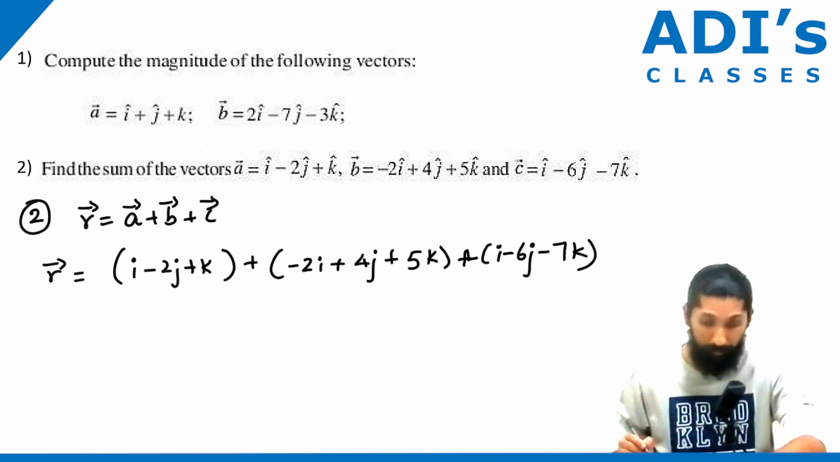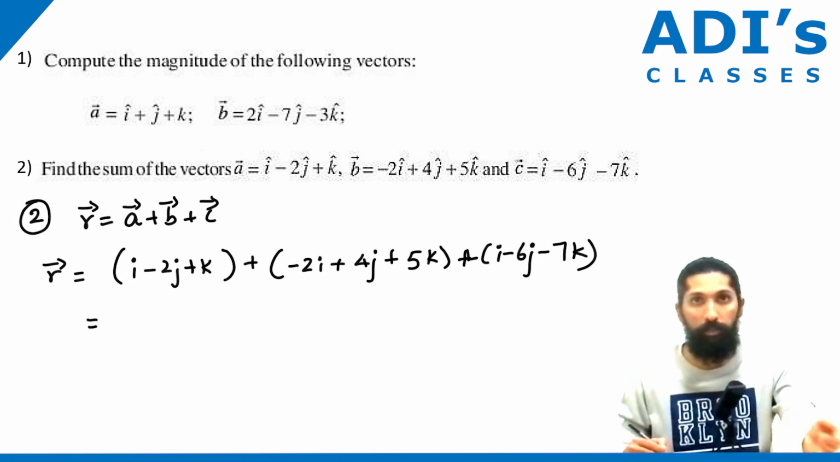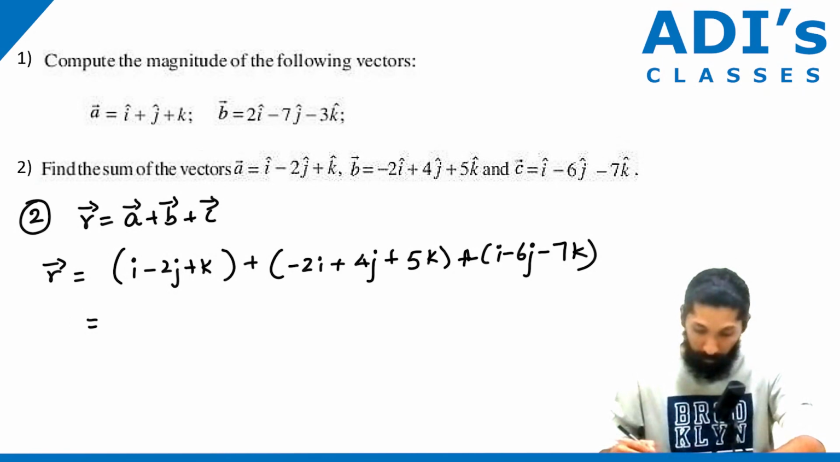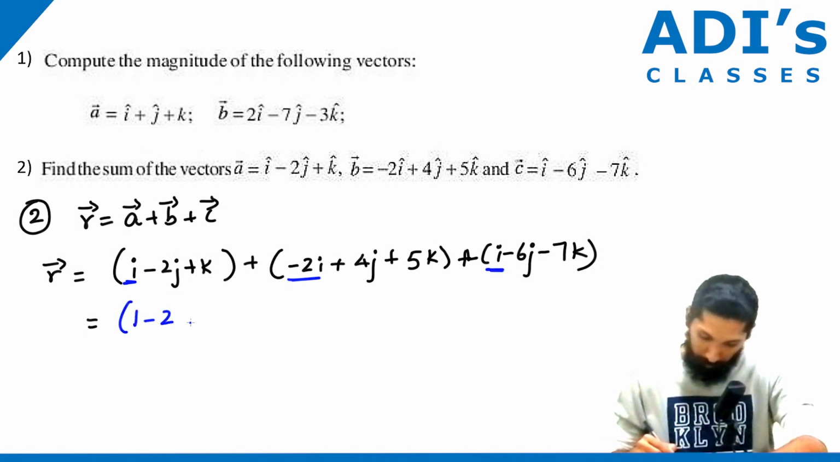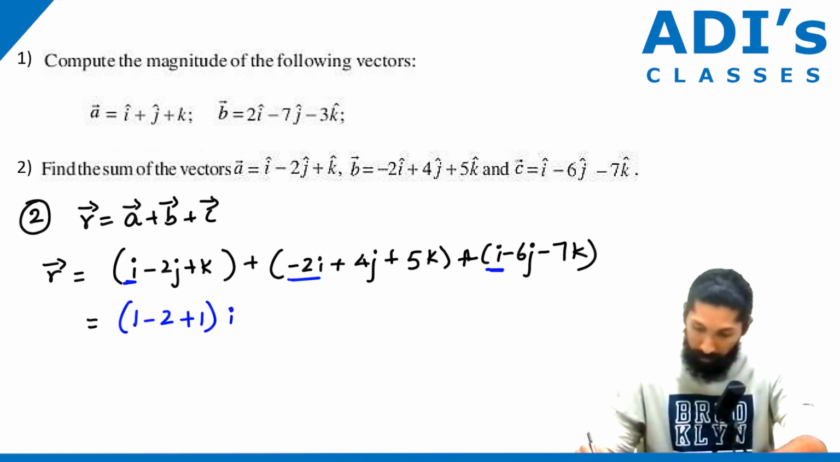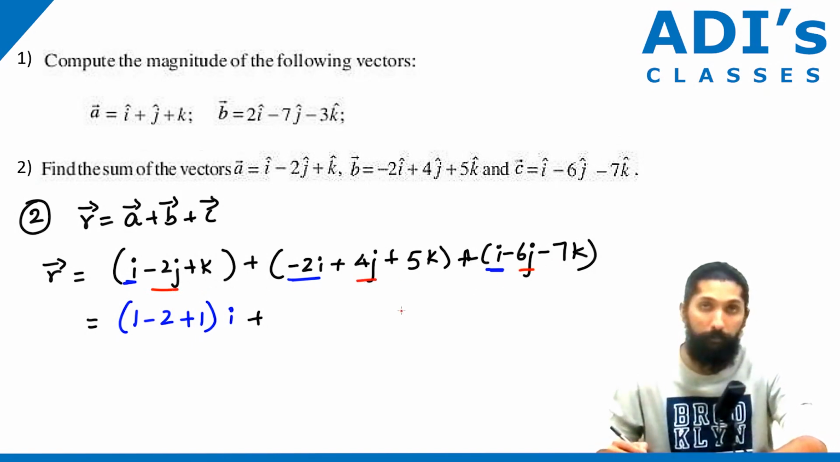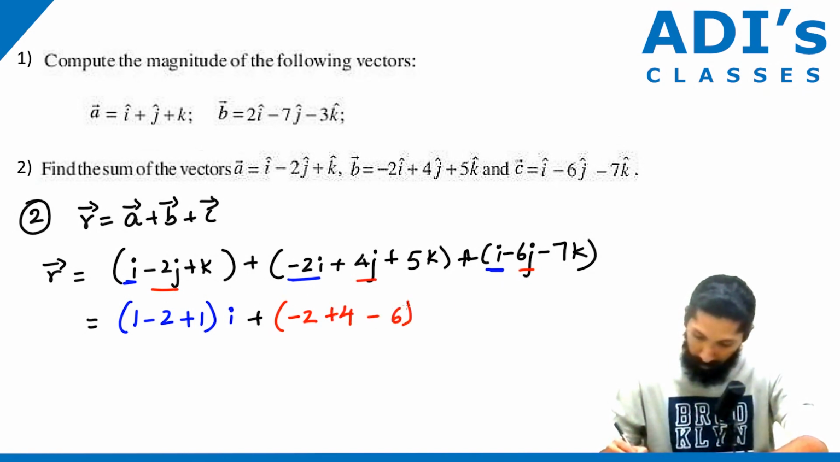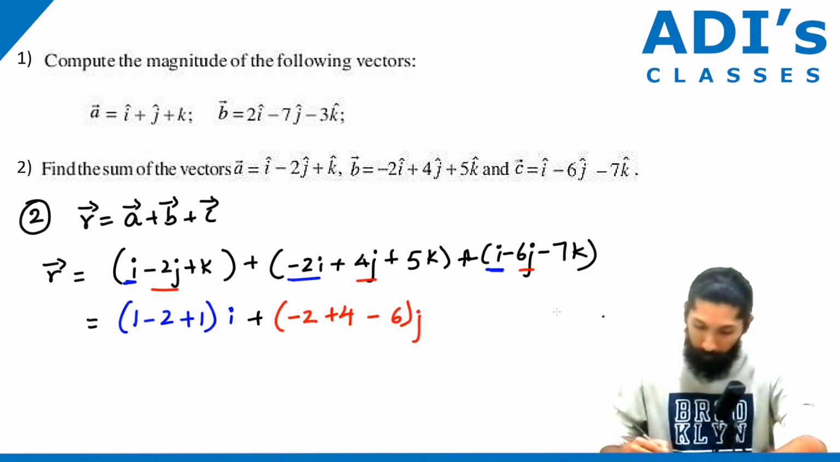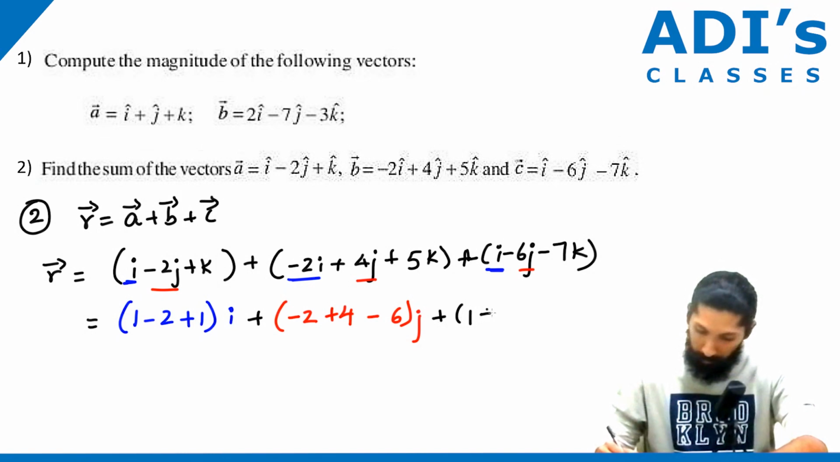This basically is the whole vector. We have to add the i's, we have to add the j's, we have to add the k's, correct? So in this case, when you add the i, see this i, and this is i: 1 minus 2 plus 1 into i cap. The first one is this. Next you have to do for j, see j, j and j: minus 2j, minus 2 plus 4 minus 6, j cap. Then finally for k: plus 1 plus 5 minus 7, k cap.